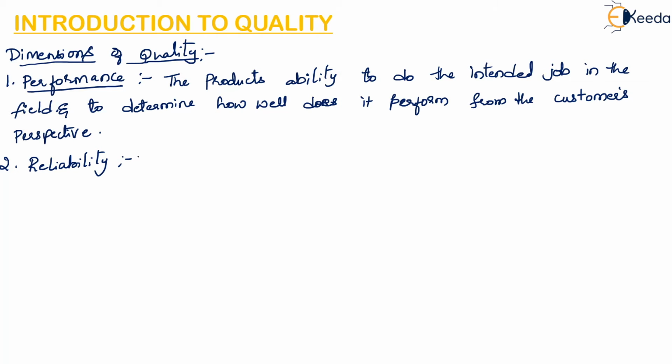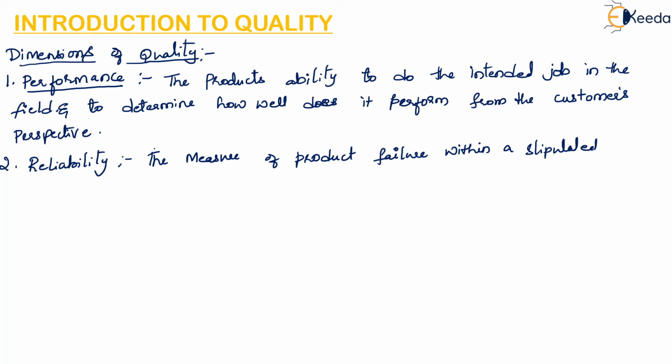So this is nothing but how often the product can fail within a given time, or within a stipulated time. So it is the measure of product failure within a stipulated time.